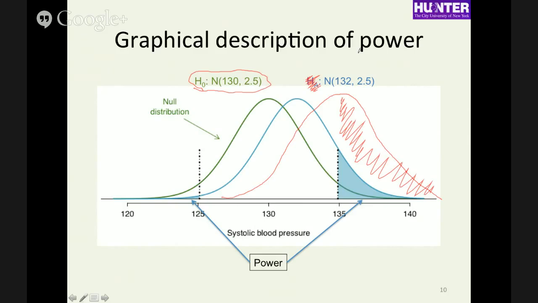Right. Let's just call it your alternative reality for now. Can we think of it that the more different that alternative reality is from the hypothesis, the more likely you are to reject it? That's right. The more different it is, the more likely you are to reject the null hypothesis. Also, the more narrow this distribution is, the more likely you are.